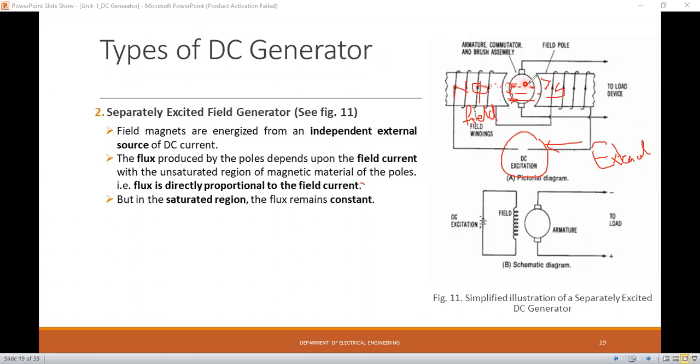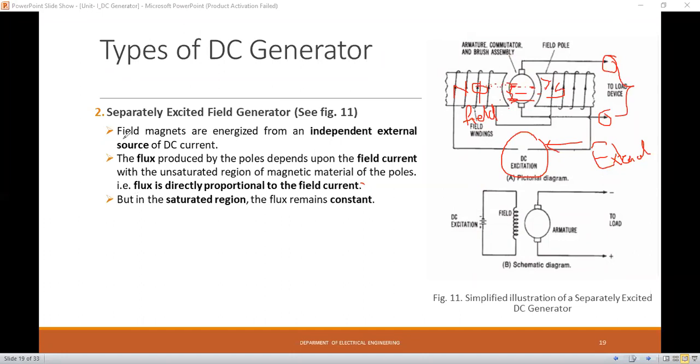In between, there is a rotating armature. All other construction is the same. Again the EMF is induced in that conductor, or armature, and this can be fed to the load circuitry.